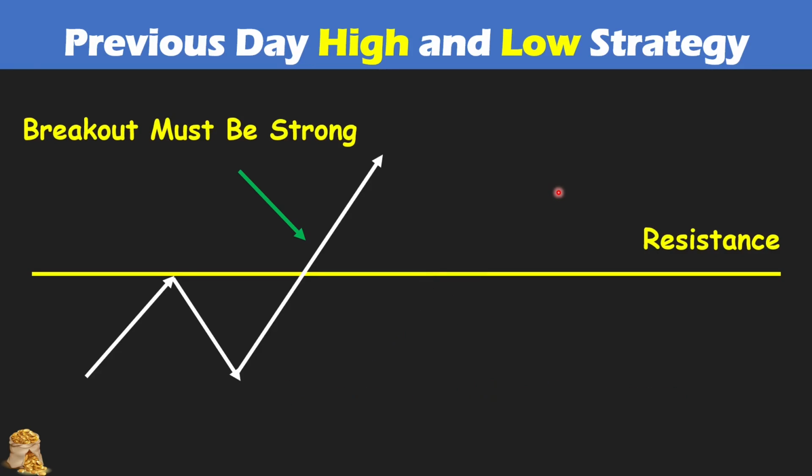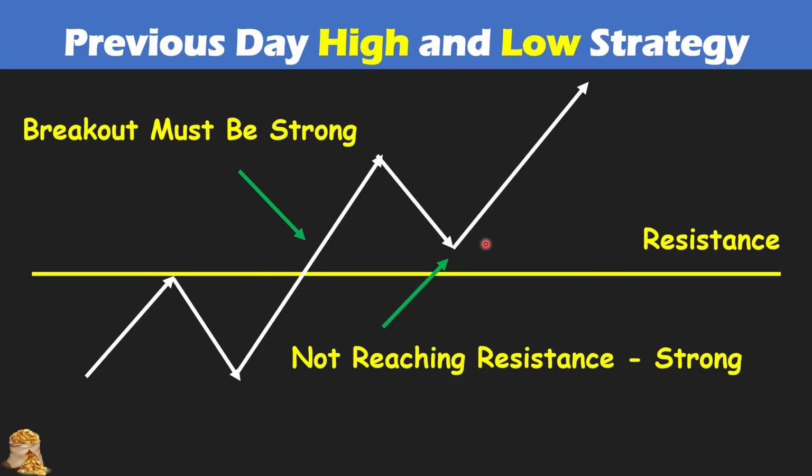And then the second situation is, what if the market didn't go down to even touch the resistance and then goes back? This means the market is very strong. So you want to hold your position and maybe you do some swing trading as well.